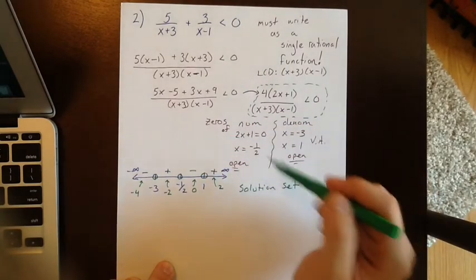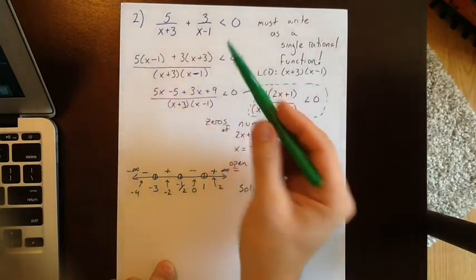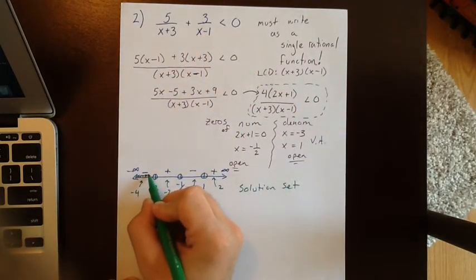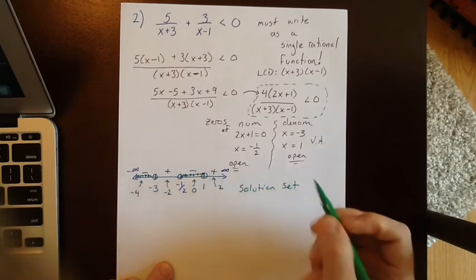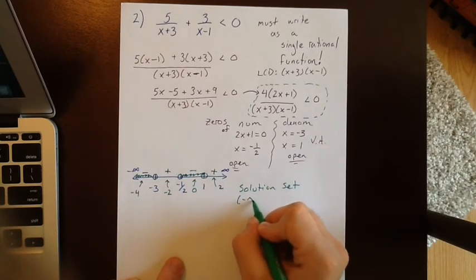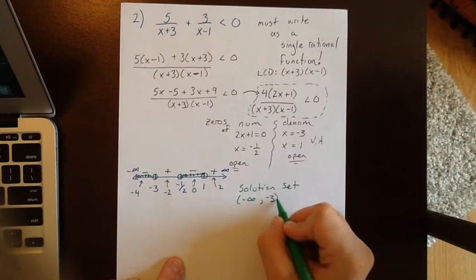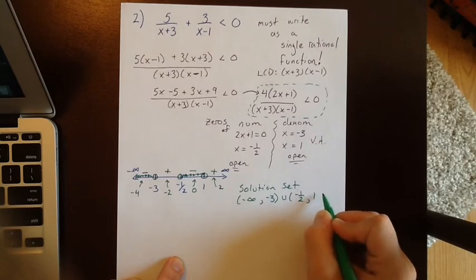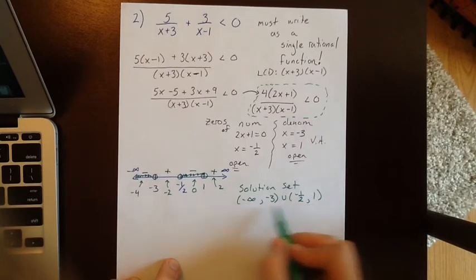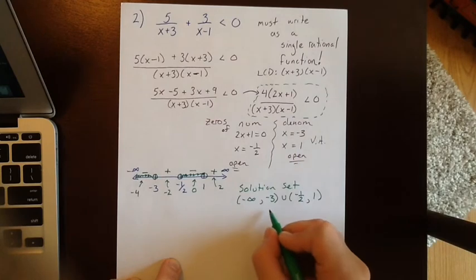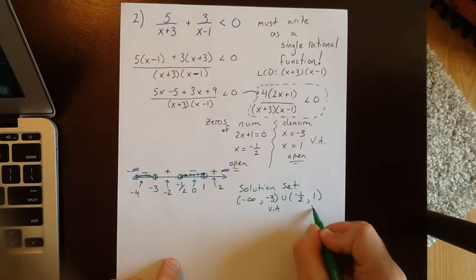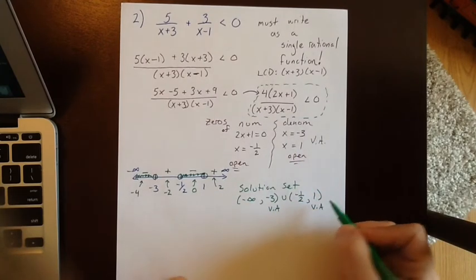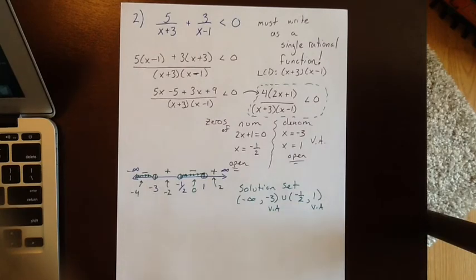I haven't even looked at the symbol yet. We have less than 0, so that would be the negative regions, there and here, giving us -infinity to -3, open, jumping to -1/2 and +1, both open. Out of our bounds, -3 and +1 are both vertical asymptotes. So again, we have vertical asymptotes that kind of define what the solution set can be.